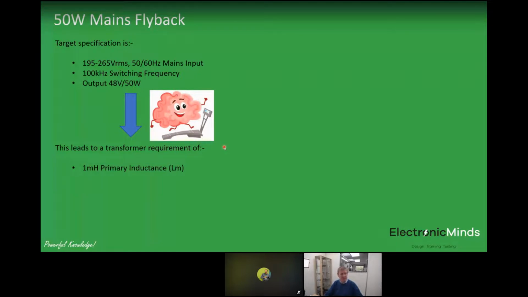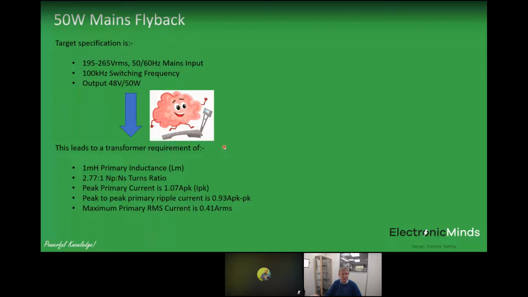For those requirements, we want about 1 millihenry of primary inductance. That's a design requirement for the way the flyback works. We want a 2.77 to 1 turns ratio. Again, I'm not going to justify that here. Just believe me, that's what we want for this particular design. A bit of a leap of faith, I know. The peak primary current is just over 1 amp, and the peak-to-peak primary ripple current is 0.93 amps. So this one is actually running just into continuous conduction mode. So we've got some nice metrics there. And the maximum primary RMS current is 0.41 amps.